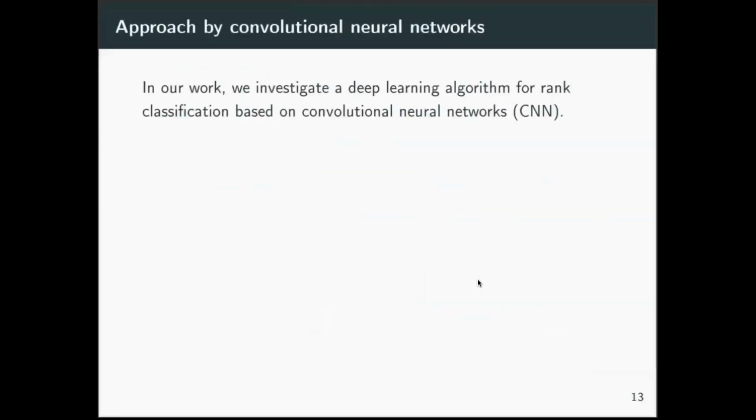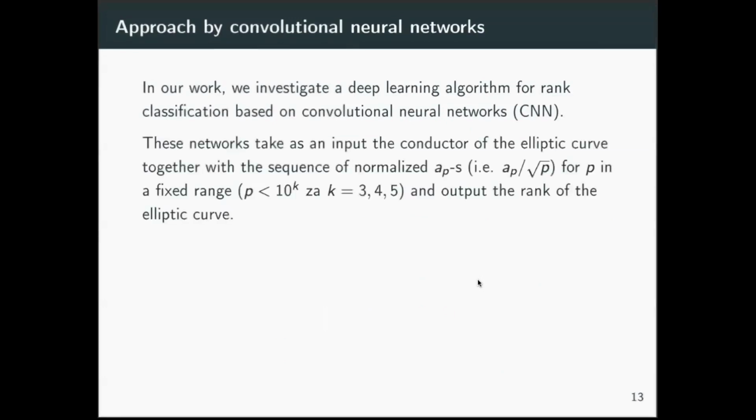Okay, now I'll talk about our work. In our work, we investigate a deep learning algorithm for rank classification based on convolutional neural networks. The idea is to input to the algorithm the conductor of the elliptic curve and the sequence of normalized APs. For normalized APs, we just divide each AP by the square root of P.